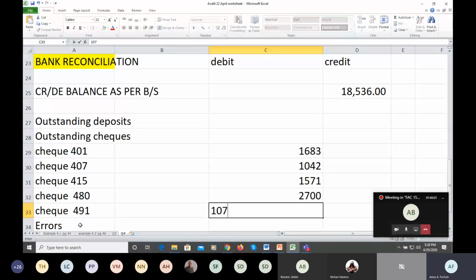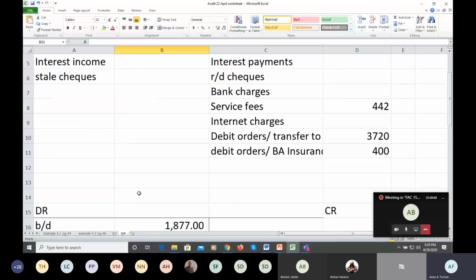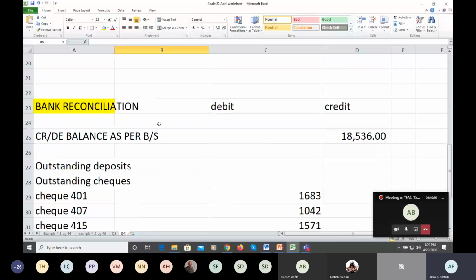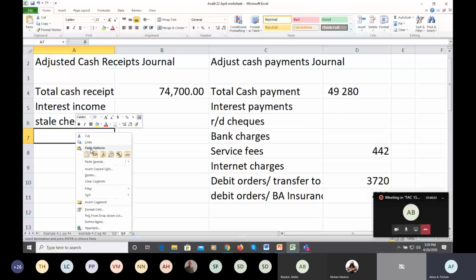In the next line, they say check number 401 and 407 were issued to D. Duncan, a client, during 2016 September. The checks are stale. So now they are stale, and I showed you here that stale checks will be in my adjusted cash receipts journal. So now I'm going to take it out here. Okay, so it was check 401. That is now stale.